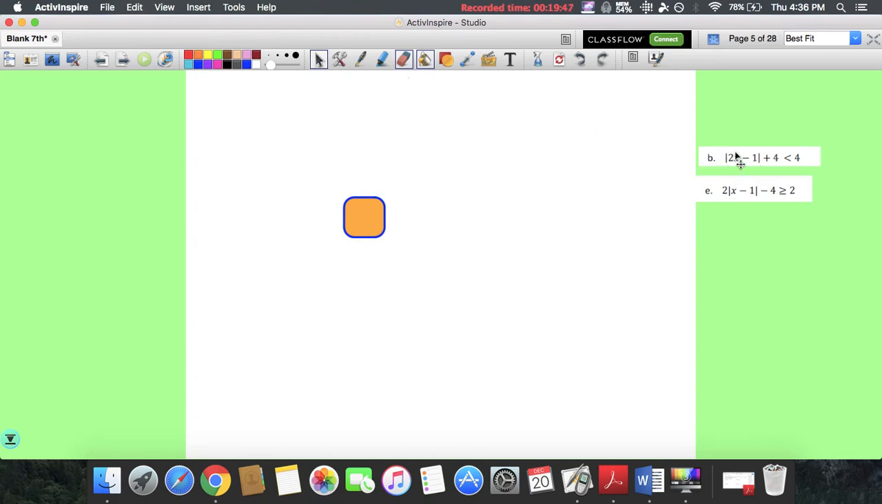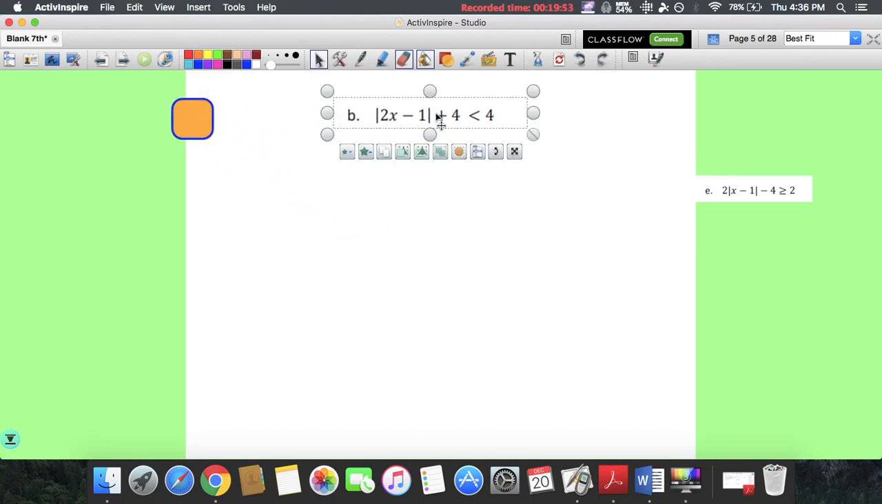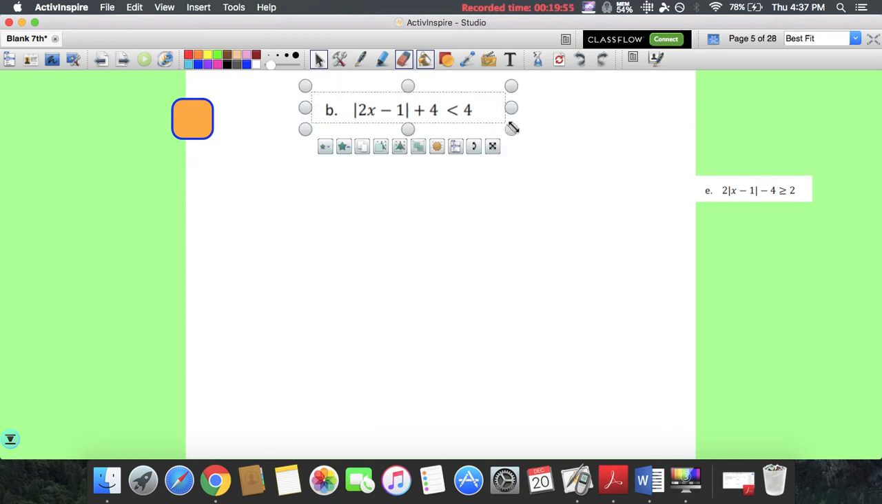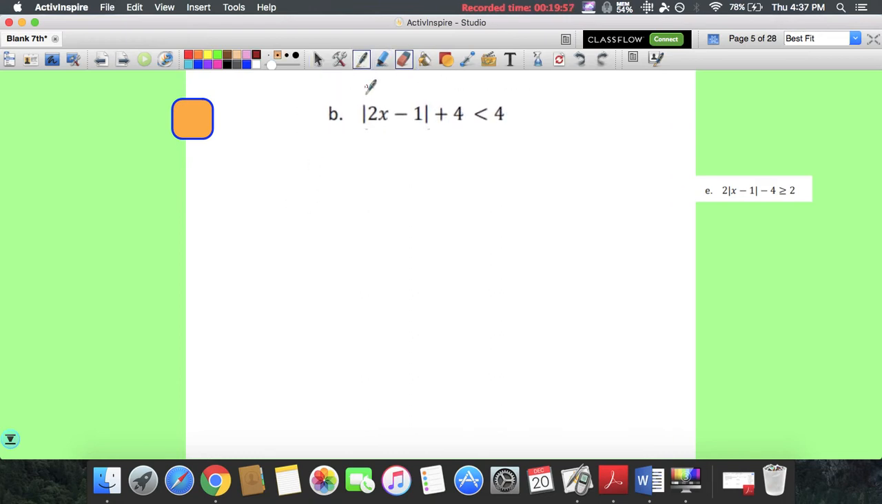Next one, see if that's even more interesting. I don't want to do this one. Well, let's do it just to find out what happens. So minus 4, and this crosses out. So I'm left with 2x minus 1 less than 4 minus 4, which is 0.